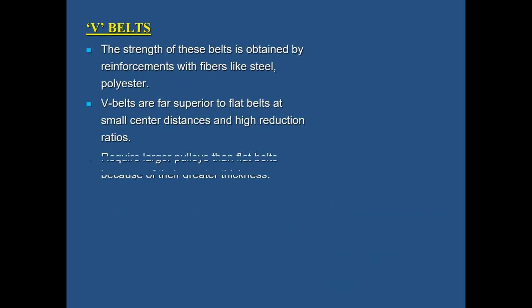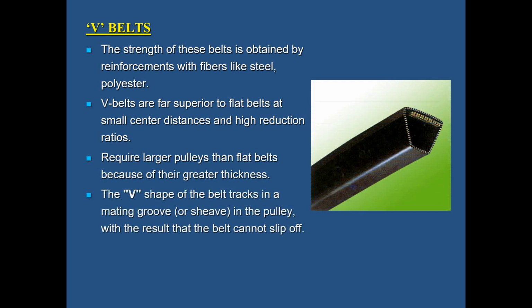And next thing is about the V belt drive. The main difference between the flat and V belt is the cross section. In this, the strength of these belts is obtained by reinforcement with fibers like steel and polyesters. It requires larger pulleys than a flat belt because of its greater thickness. The V shape of the belt tracks in a matching groove in the pulley, with the result that the belt cannot slip off.